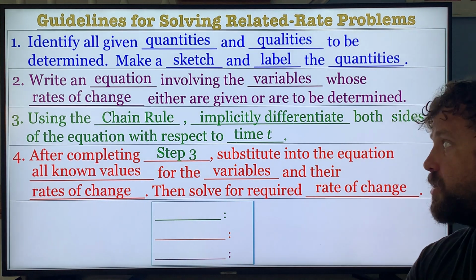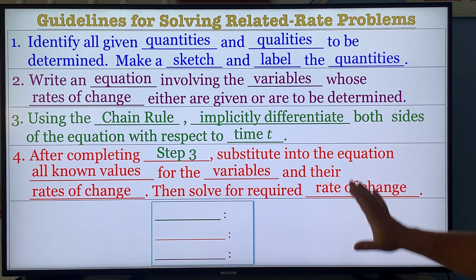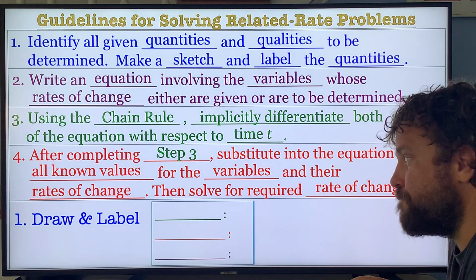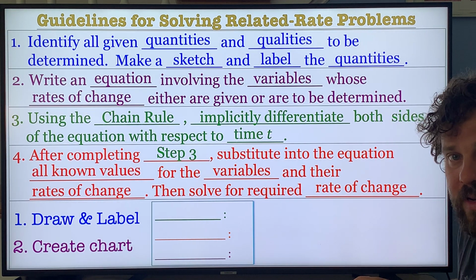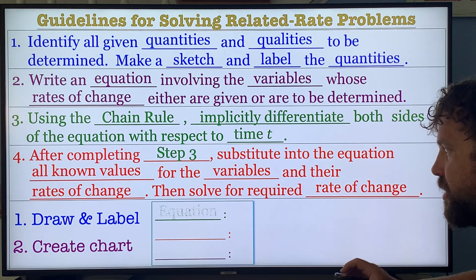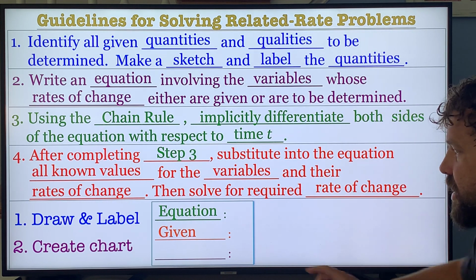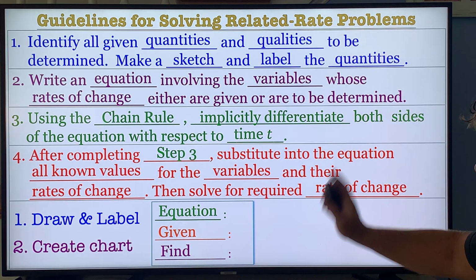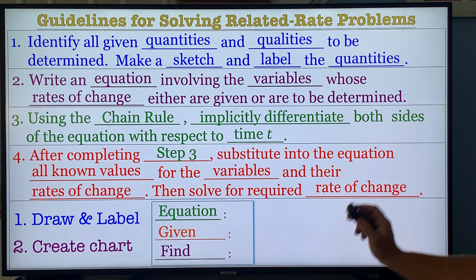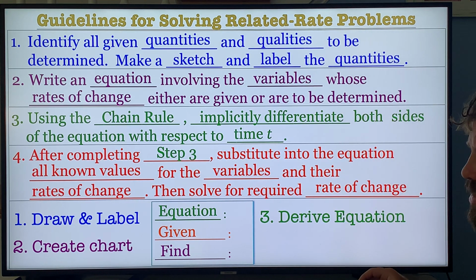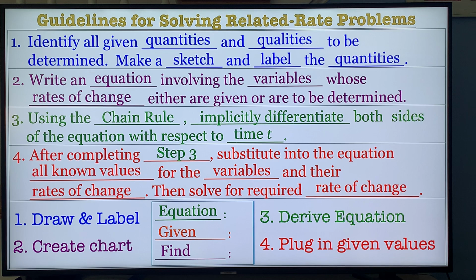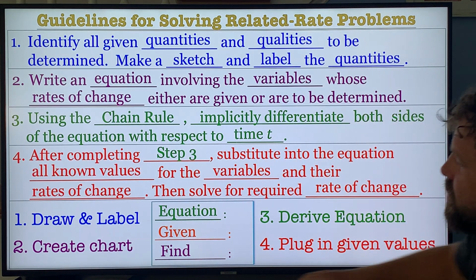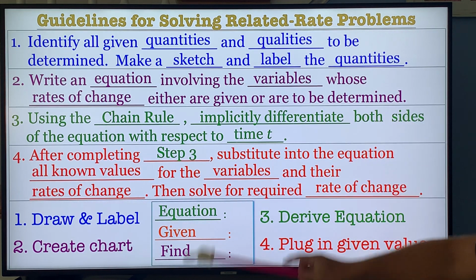This is what the book tells you to do. This is confusing a little bit. I broke it down a little bit easier down here. Step 1, you're going to draw a picture and label it. Step 2, you're going to create a chart. This chart is going to have the equation, what's given, and what you need to find. This isn't how the book does it, but I think this way is the easiest way to explain this stuff. Step 3, you're going to derive the equation in terms of t. Step 4, you're going to plug in all the given variables and you're going to solve. It's like Cliff Notes. This is all this stuff.